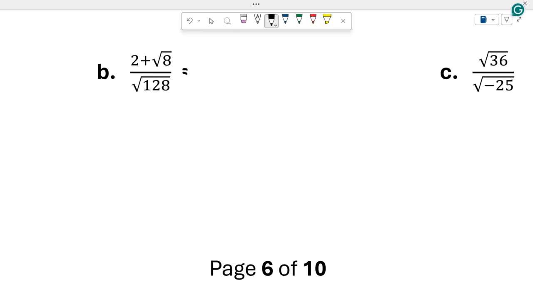I am pretty sure that our job is going to be easier if we simplify the square roots first, especially because the denominator is a relatively large square root that can be simplified a lot. So I think it's going to make our job easier if we simplify first, then rationalize, and then if we have to simplify again, then so be it. So let's go ahead and simplify root 8 and root 128 because both of them can be simplified.